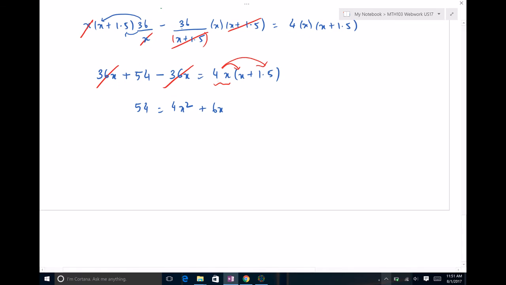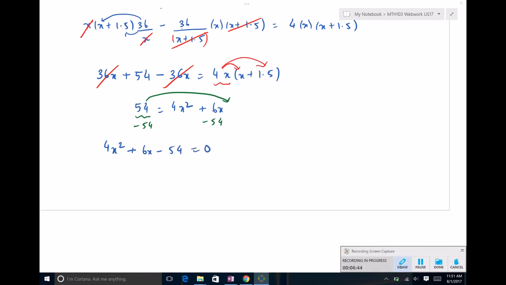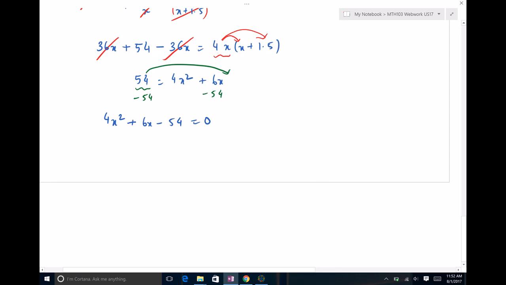Now this is a quadratic equation, so to solve it I have to bring all the terms to one side, so I just need to bring this 54 over, and in order to do that I'm going to subtract 54 from both the sides. And just to write the equation conventionally, I have 4x squared plus 6x minus 54 equals 0. Now I want to use the simplest version of this equation possible, so I'm going to divide both the sides by 2.